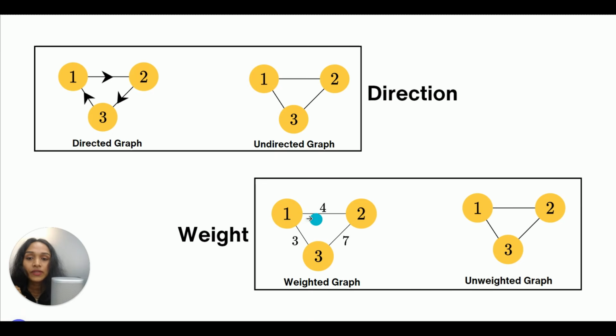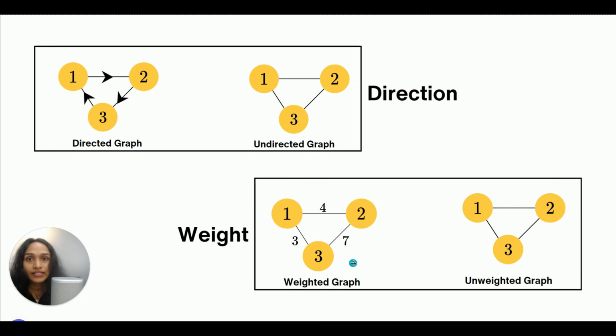These numbers are also called the weights of the graph. The edge between 1 and 2 has a weight of 4, the edge between 2 and 3 has a weight of 7, and the edge between 1 and 3 has a weight of 3. This weight tells us how important that edge is in the graph. So the edge between 1 and 3 has a weight of 3, and the edge between 2 and 3 has a weight of 7, which means that the edge between 2 and 3 is more important in this graph than the edge between 1 and 3.